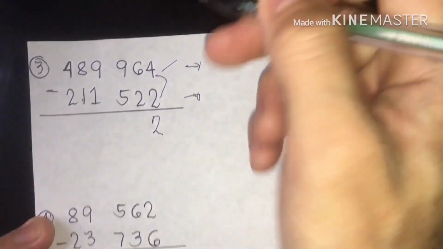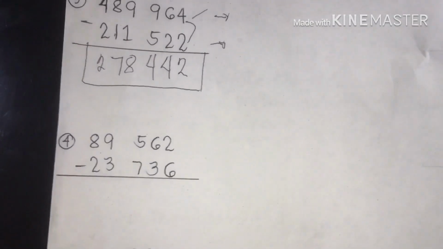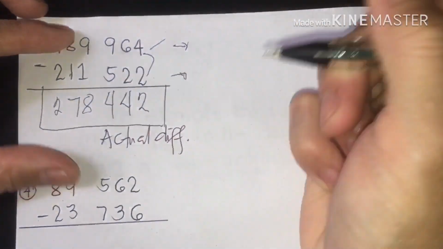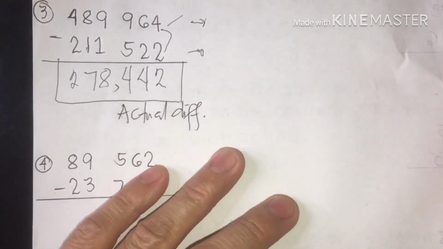Okay, let's subtract first 4 and 2. So we're going to write here our answer. 6 minus 2, so we're going to write it here. It must be cleared. 9 minus 5. So it should be cleared. 9 minus 1. And 8 minus 1. 4 minus 2. This will be our actual difference. Actual difference, 270,442.